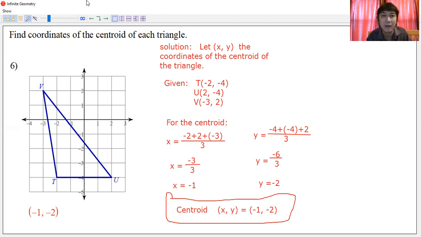Yes, it's correct. Okay, over here. So the answers are displayed at the bottom. Okay, all right. Next, we proceed to number 7.